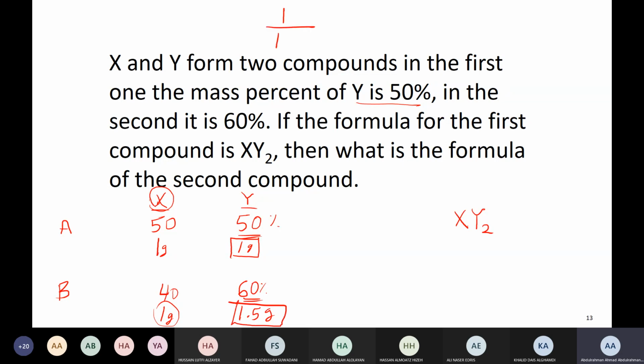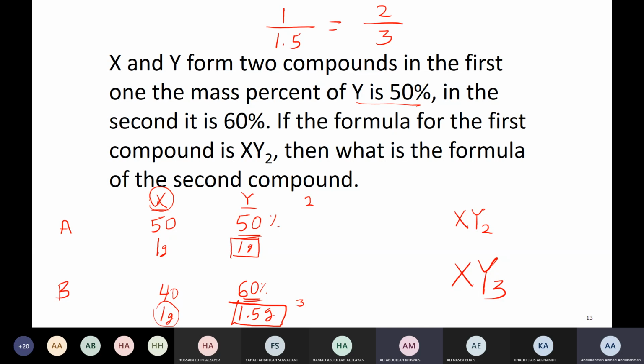Let's have it 1 to 1.5. Can you make it simpler? 2 to 3. So the Y was 2 here compared to 3 here, if it reacts with 1 gram of X. So what's the structure of compound B in this case? XY3. So you found the structure of compound B, which is XY3. Is this clear? Doctor, can you explain it quickly again?